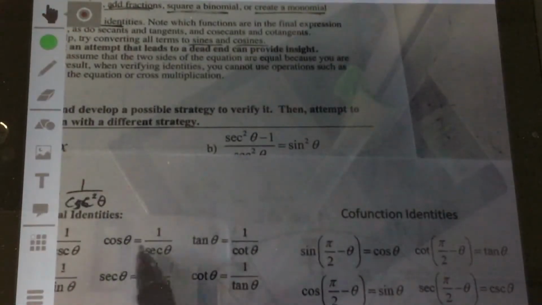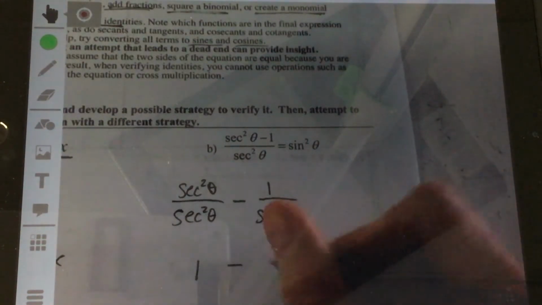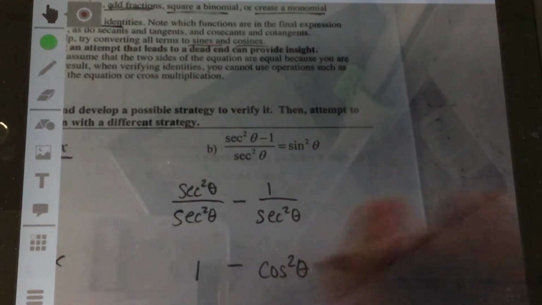So that's 1 minus 1 over secant squared. And then 1 over secant equals the cosine. So 1 over secant squared will be the cosine squared. So this will just be equal to cosine squared of theta.